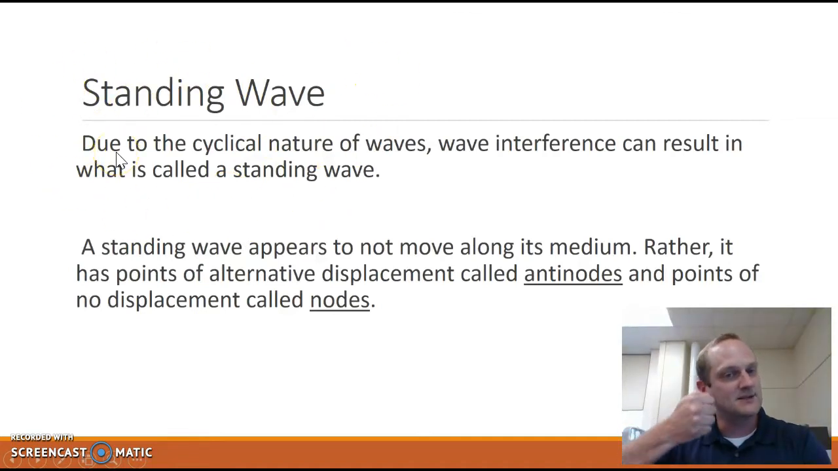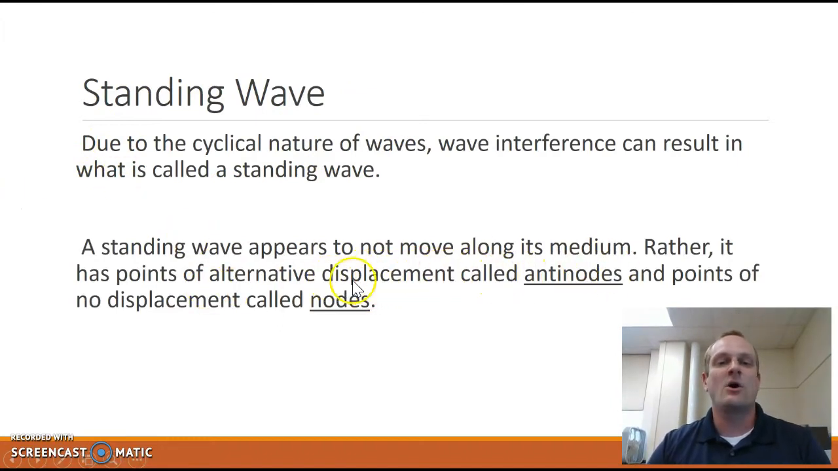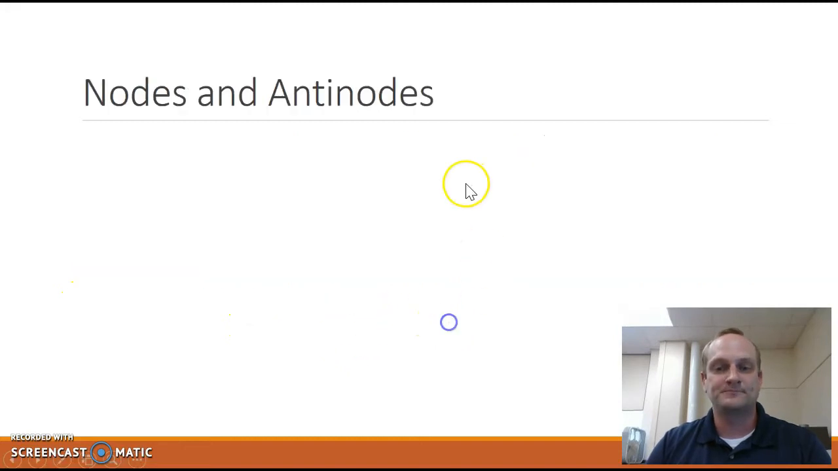So you pulled it back until you found just the right point where that wave was a standing wave. A standing wave appears to not move along its medium, but rather has points of alternating displacement called antinodes and points of no displacement called nodes. How can we have no displacement along a wave? Well, it has to do with destructive interference, right? When the waves cancel out, it doesn't move.